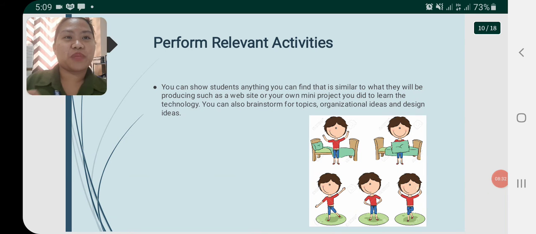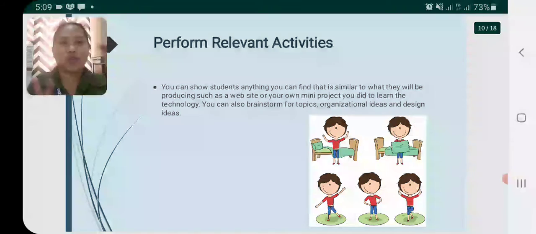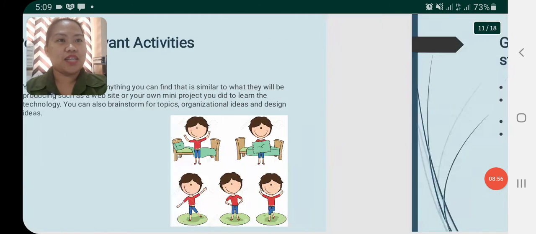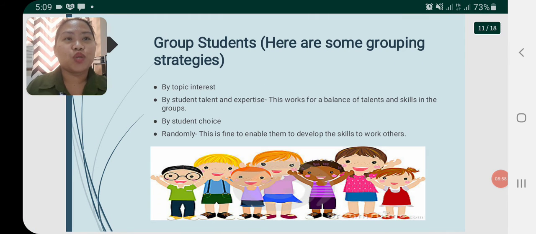So, doon tayo sa brainstorming na tinatawag. Kung naisip mo na may kulang ka pa sa iyong project or sa organizational ideas mo, kailangan mo rin magtanong-tanong or mag-research para kahit paano madagdagan or kung paano mo mapaganda yung design mo para sa iyong project. O yun. Next natin is group students.